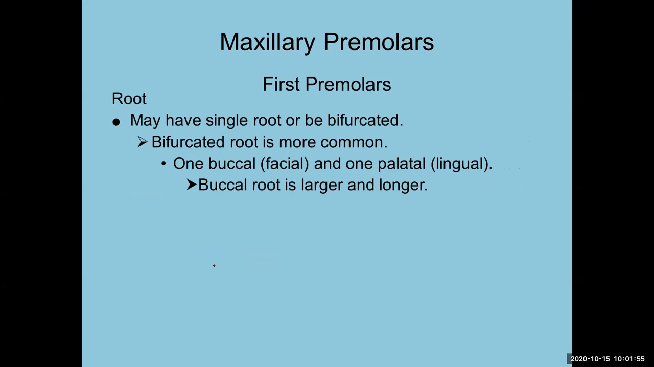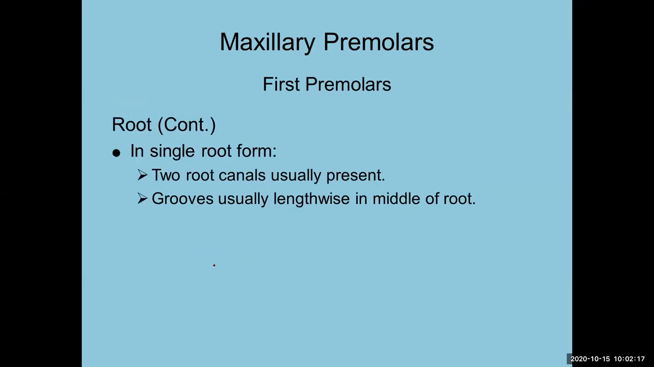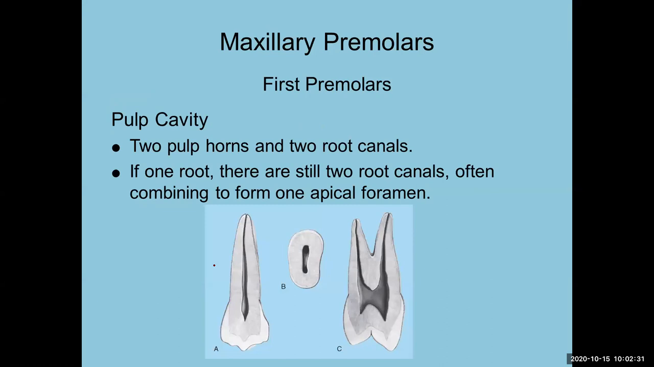So for the maxillary first premolar, let's take a look at the roots. They're usually bifurcated. Number one thing to look at, oh, it's bifurcated. That's my first choice. And then you start looking at other aspects of the tooth to see if it's not an anomaly of another tooth. The buccal root is longer and larger than the lingual. If it's a single root form, there's usually two canals with a distinct groove in the middle of the root. So it looks like it's a bifurcation wannabe, but it just didn't completely form.